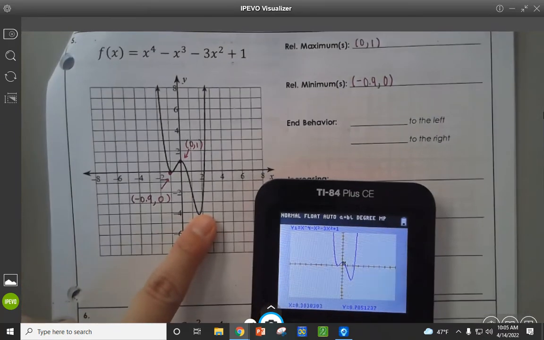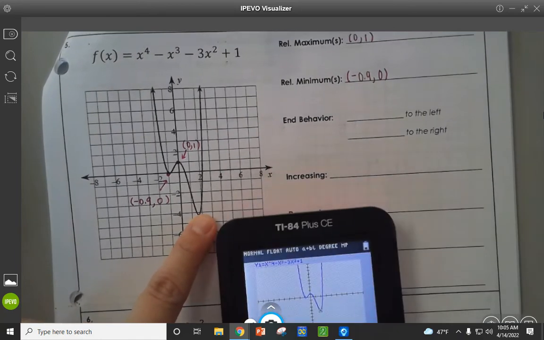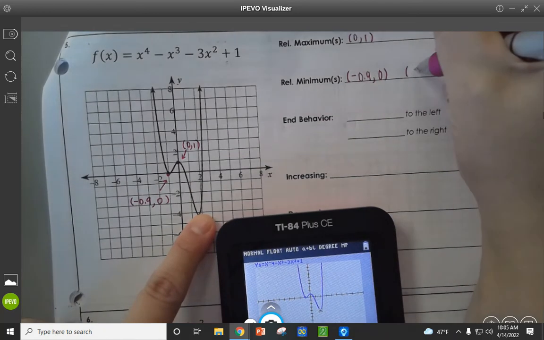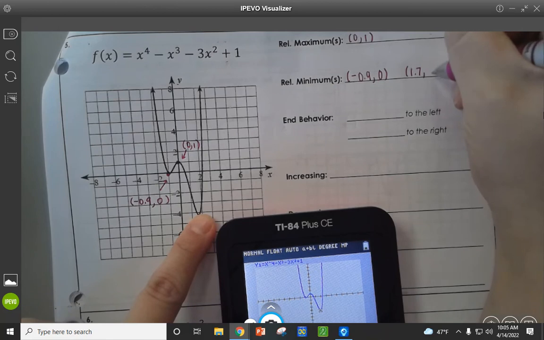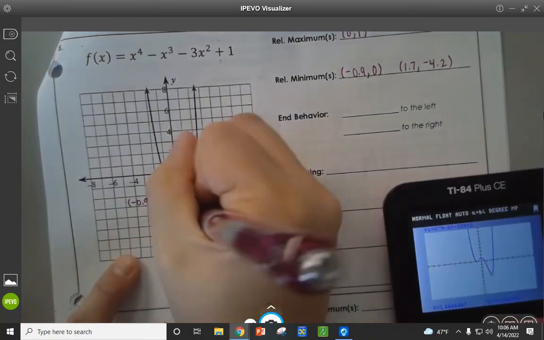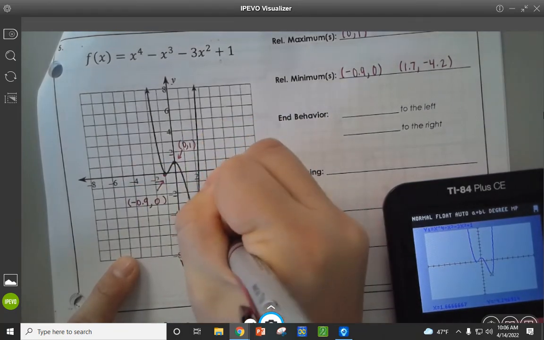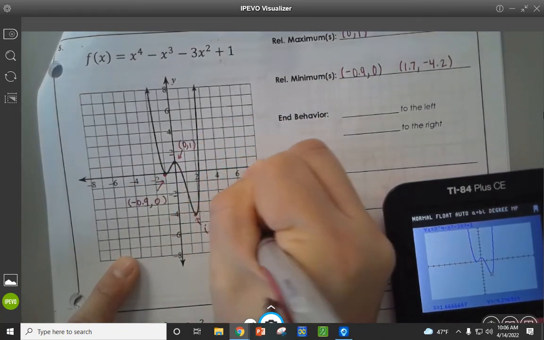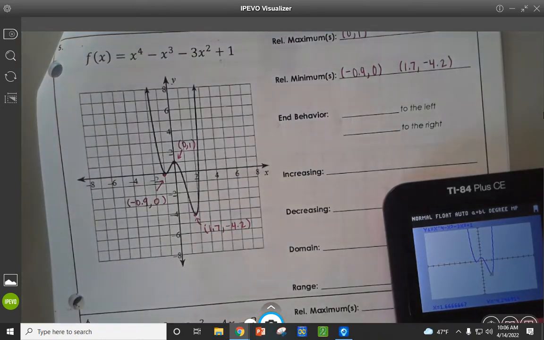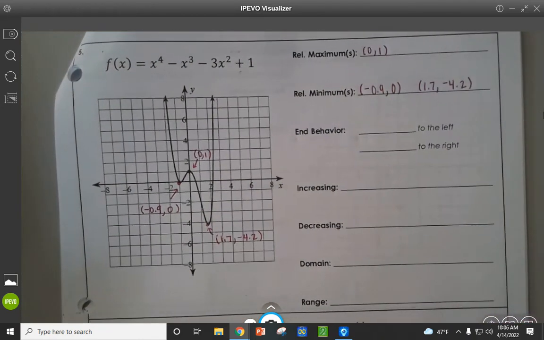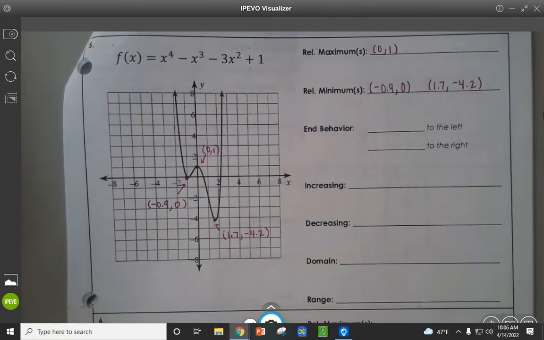And then another minimum: (1.7, -4.2). Are there any questions about finding these maxes and mins?